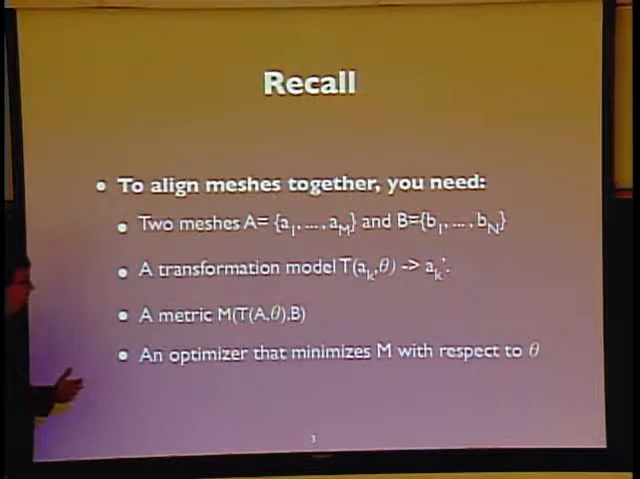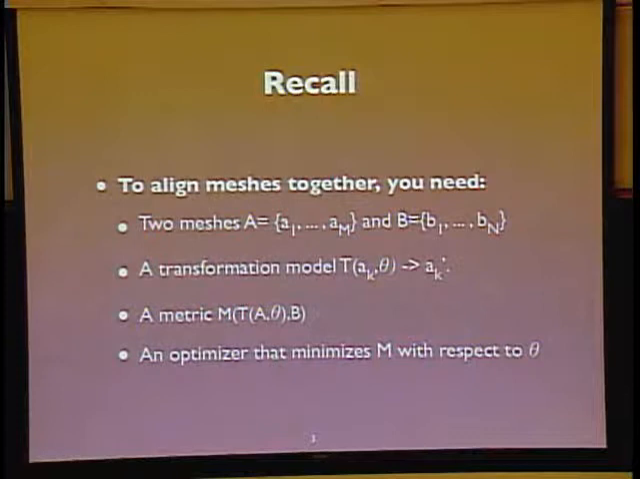So in other words, if it's a rigid body transformation, as we talked about last week, and A is my left hand and B is my right hand, then the optimizer is going to propose new theta, each of which corresponds to a different transformation of my left hand. For each one of those, it's going to evaluate the goodness of fit of that particular transformation. So this alignment, probably not very good, will give a large value for M. This alignment is pretty good and gives a low value for M.